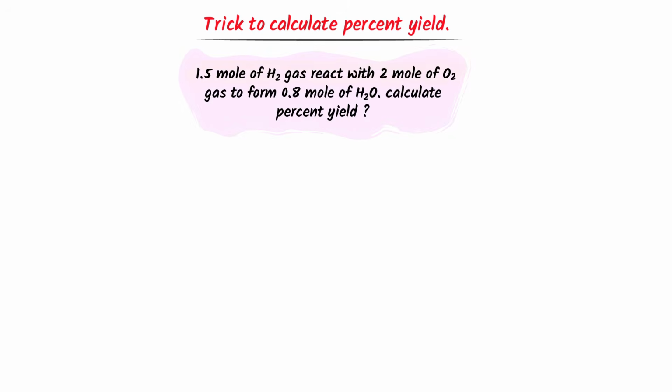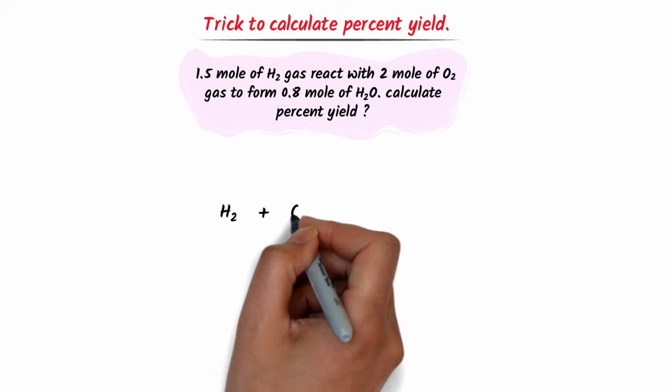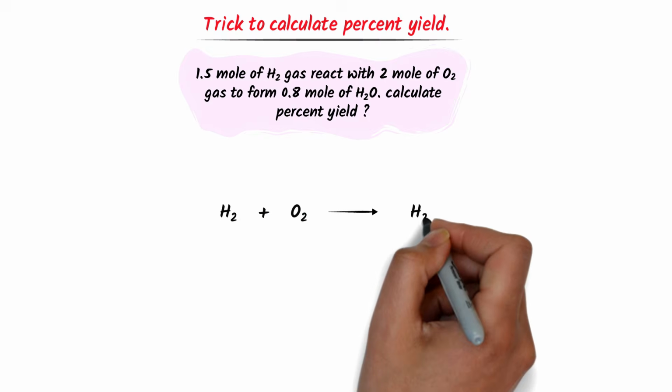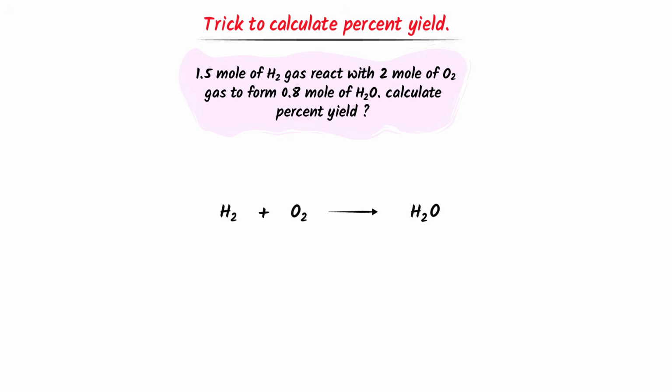For example, 1.5 moles of hydrogen gas react with 2 moles of oxygen gas to form 0.8 moles of water. Find actual yield, theoretical yield and percent yield. Firstly, I write the balanced chemical reaction. Hydrogen gas plus oxygen gas react together to form water. I place here 2 and I also place here 2. It is now a balanced chemical reaction.